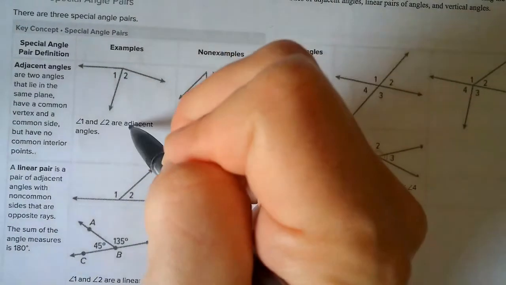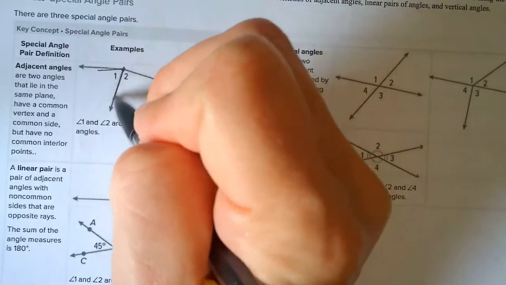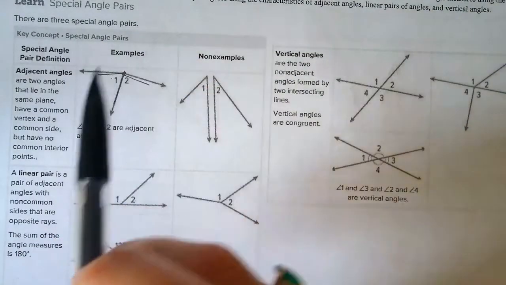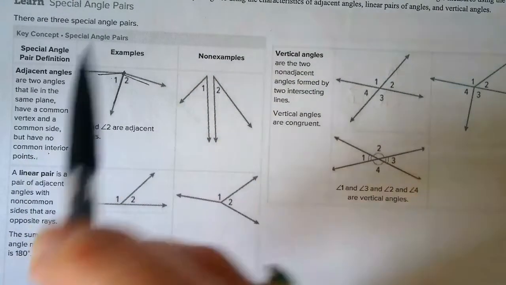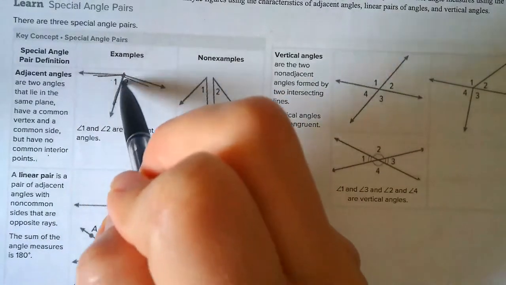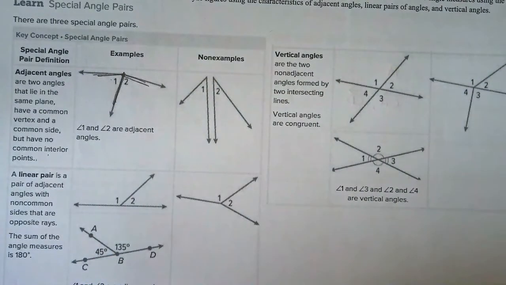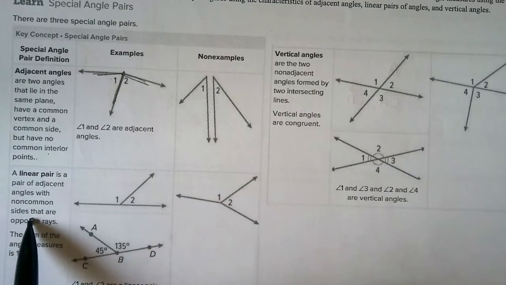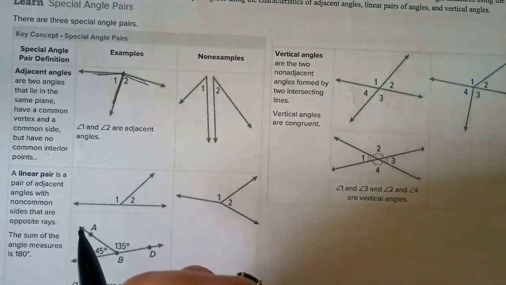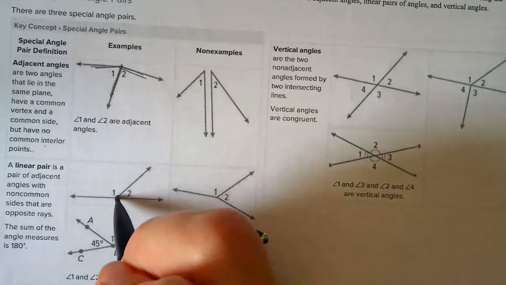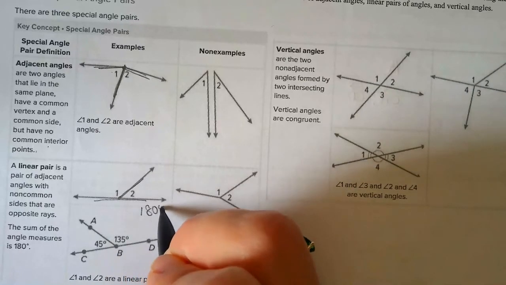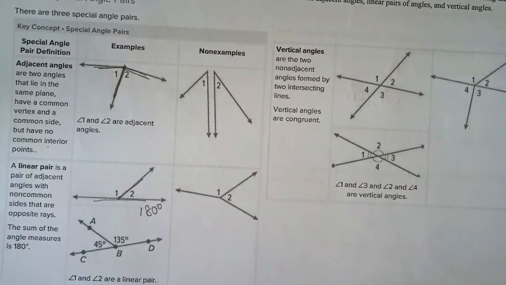So what that means is adjacent is they are right next to each other, okay? They just can't be laying on top of each other because then they're sharing those inside points. So adjacent means right next to each other where they share the side and they share that point. A linear pair is a pair of adjacent angles with non-common sides that are opposite rays. So for example, a linear pair has to be adjacent, so they're next to each other, and they're going to add up to 180 degrees. So they'll always form a straight line.